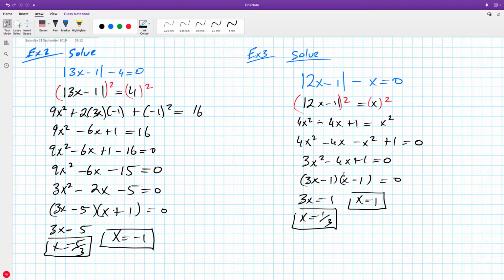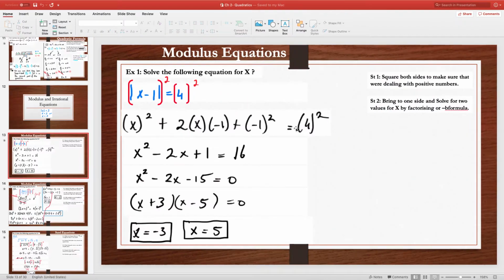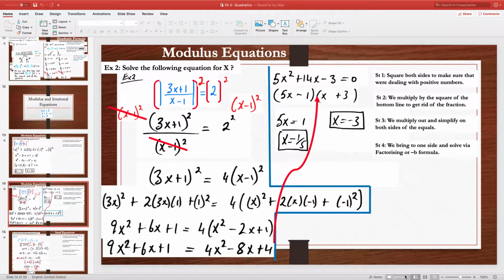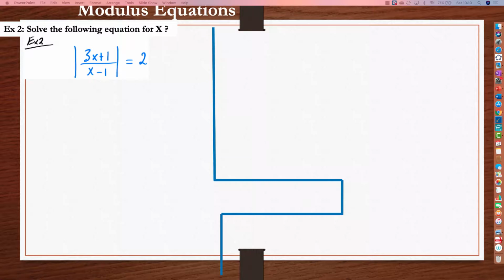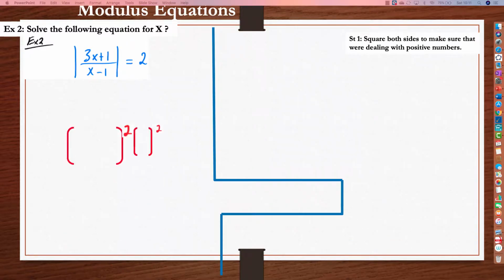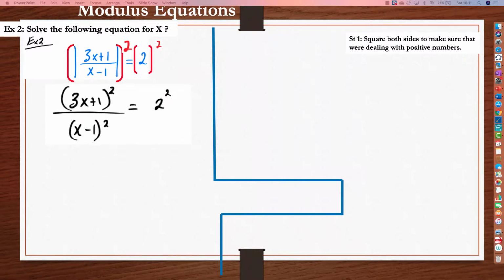Right, so these also get a bit harder. So the modulus of 3x plus 1 over the modulus of x minus 1 is equal to 2. So, first things first, once again, we have to know whether we're dealing with positive or negative numbers, so we have to square both sides. So that's 3x plus 1 all squared over x minus 1 all squared is equal to 2 squared. So we now have 3x plus 1 all squared is equal to 2 squared times x minus 1 all squared. Any idea where we go from here?